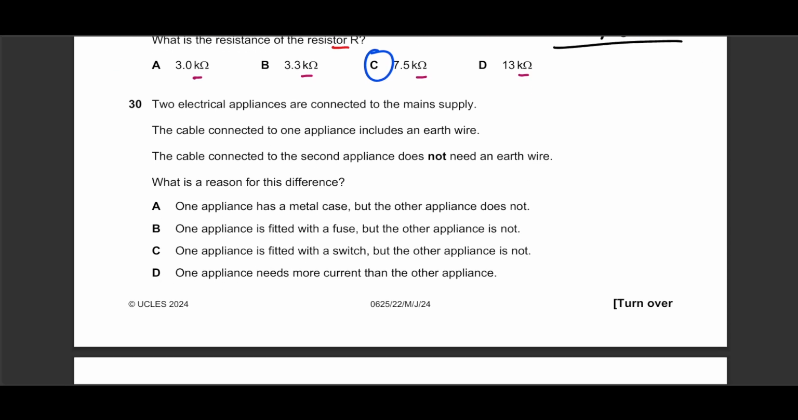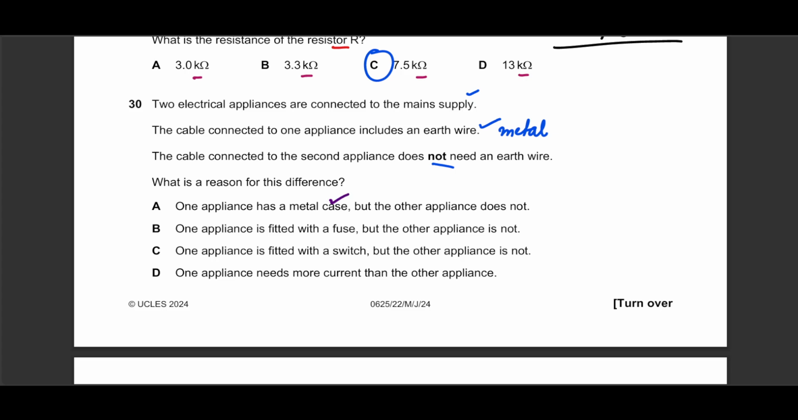Question number 30. Two electrical appliances are connected to the main supply. The cable connected to one appliance includes an earth wire and the other one does not. So an earth wire generally is for a metal body appliance. For a plastic body, we don't need that. And of course, it's there for safety. If a live wire accidentally comes in contact with the body of the appliance, while the person doesn't know that, the body might be at live potential or at live voltage.